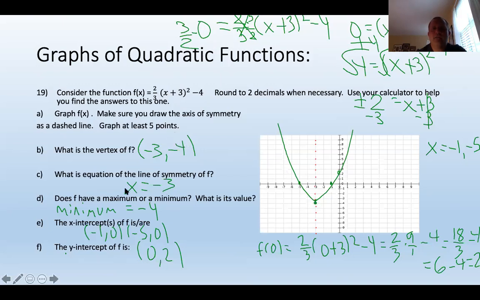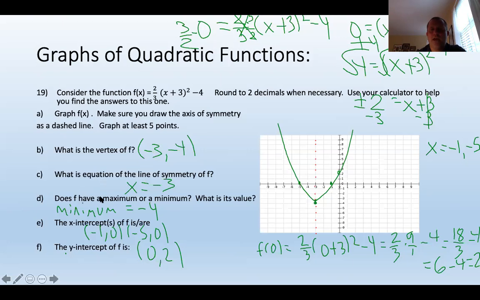The axis of symmetry is a vertical line through the x coordinate of the vertex. And so vertical lines are always in the form of x equals some number. So this is x equals -3, because -3 is the x coordinate of the vertex.